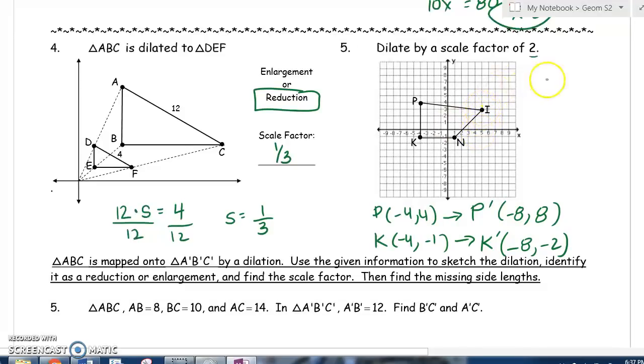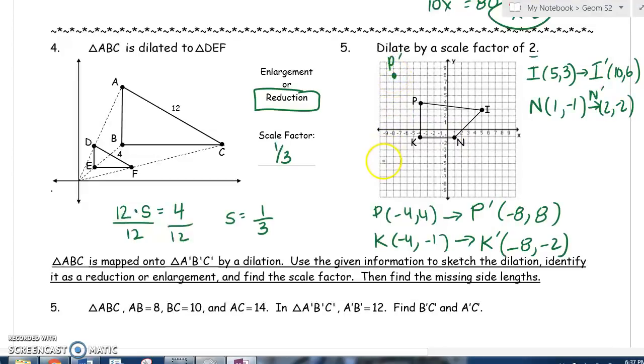I is located at (5, 3), so you multiply that by 2 and you get (10, 6). N is the last one. It's located at (1, -1). Multiply those both by 2, and you're going to get (2, -2) for N prime. So when we plot these, just don't forget to label them, and then you should be good to go.